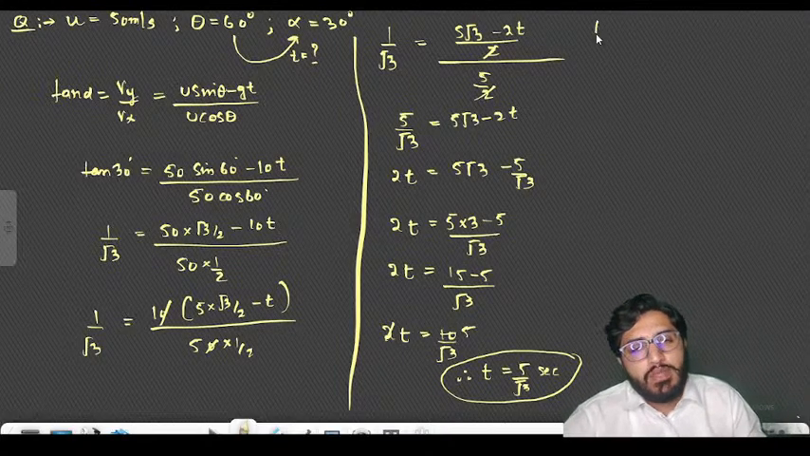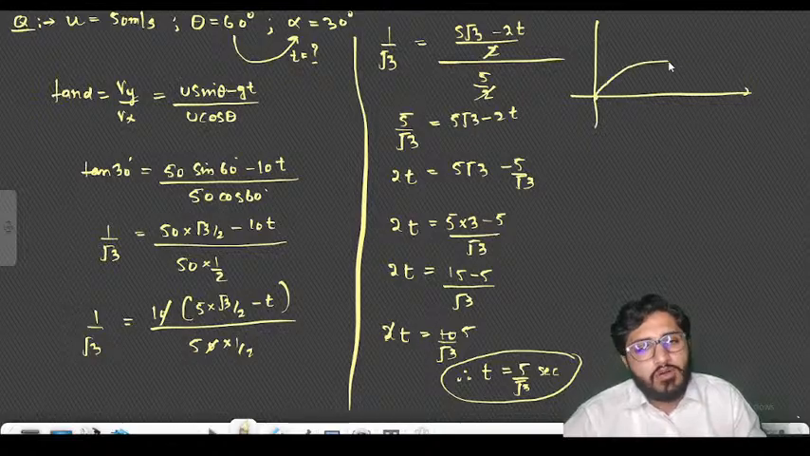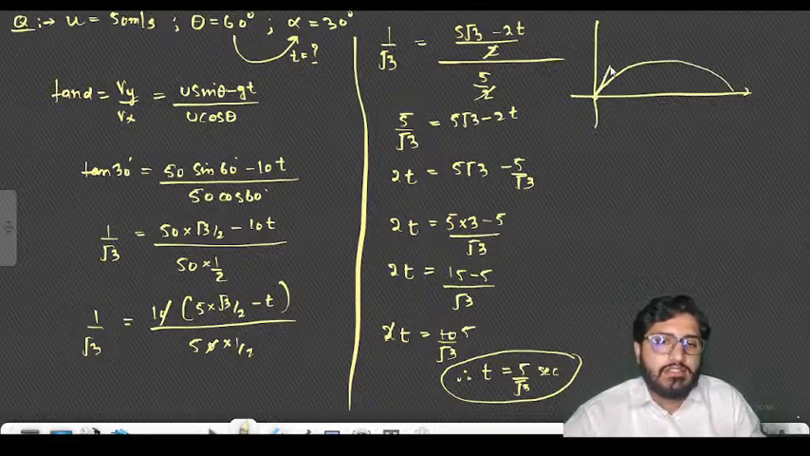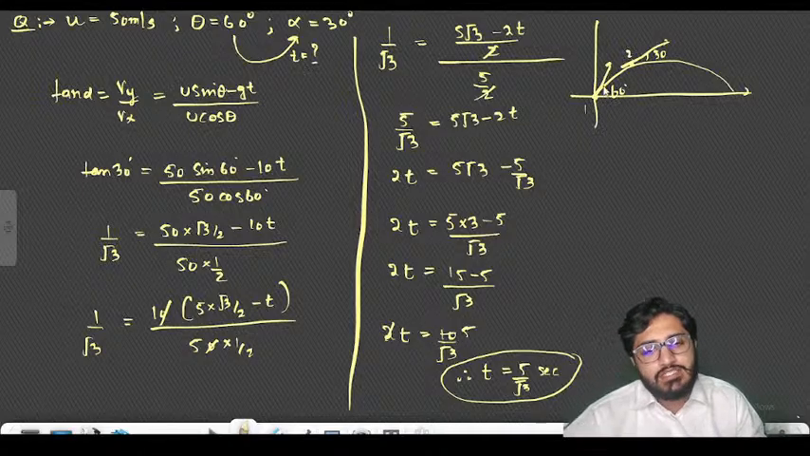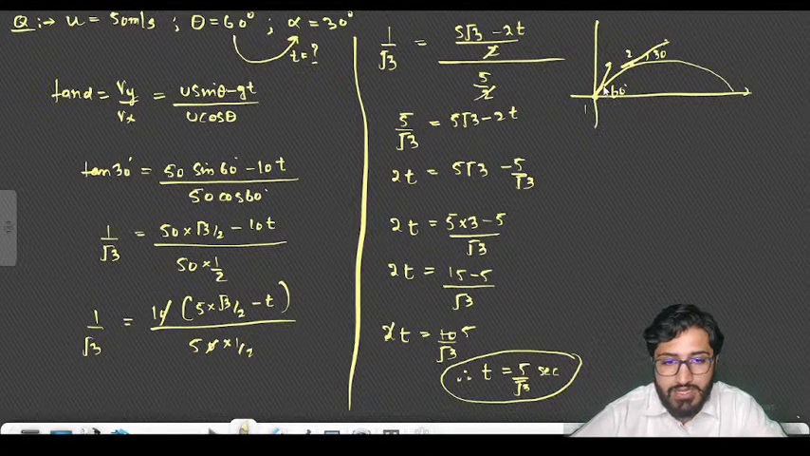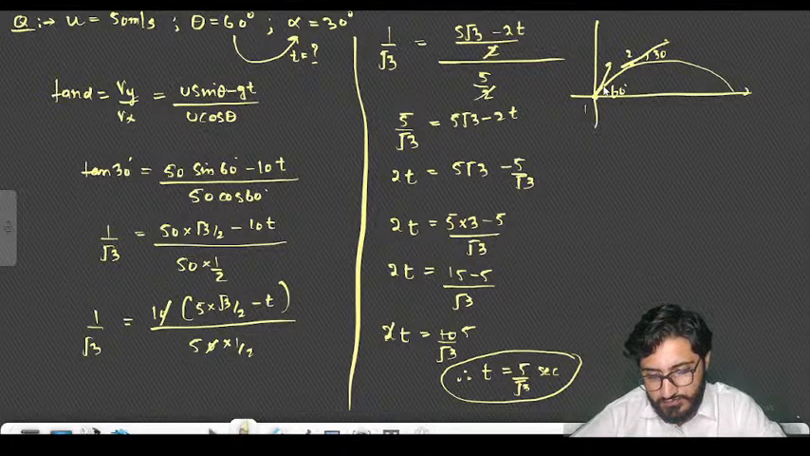If you make the projection of the particle, if the particle goes in this way, if here is 60 degrees, somewhere here will be 30 degrees, right? The time to get from position 1 to position 2 is 5 divided by root 3 seconds. Done?